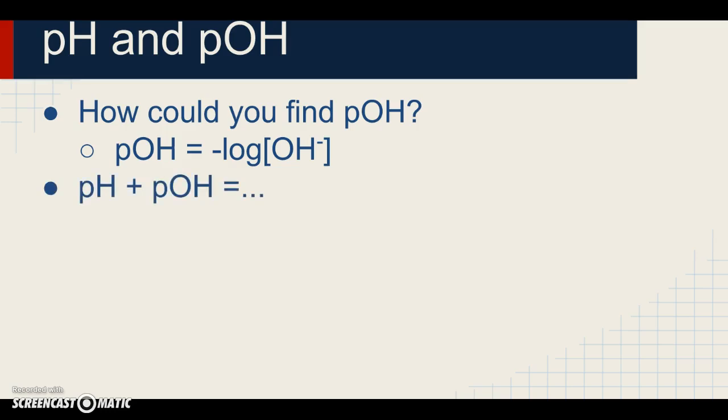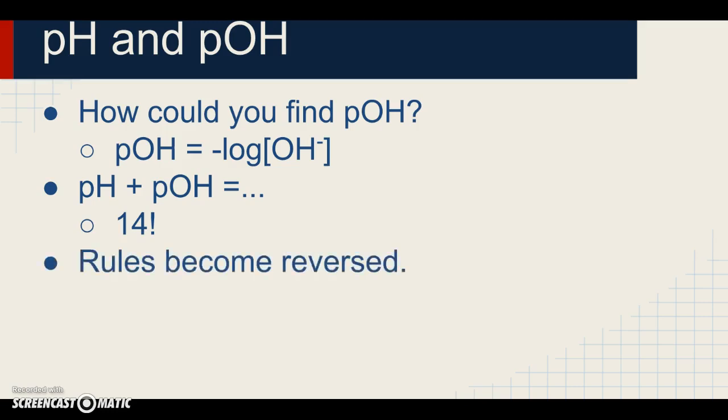So what if you took the pH of a solution plus the pOH of a solution? What number do you think you would get? I'll give you a hint. It's a number we've seen several times in this slideshow. See if you can get it. And it is 14. pH plus pOH will always equal 14.